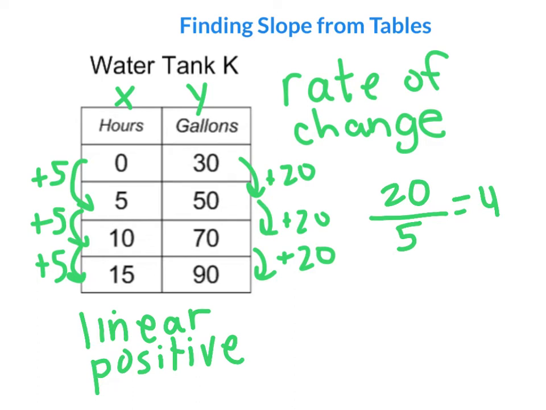When I put that into the equation, it's going to be y equals 4 times however many hours I have, x, and then I go back to what's my y-intercept. And my y-intercept, of course, is at 0 hours, it's 30 gallons. So my y-intercept is going to be plus 30.